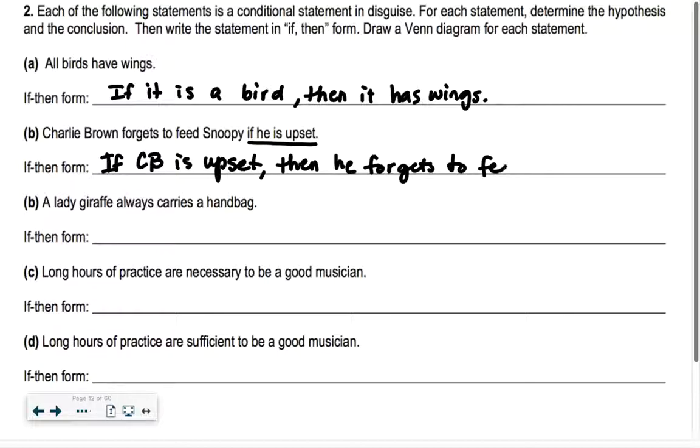That's sad. Or as my kids call him, Snoopy. They put an F in there. They have a little stuffed animal that they call Snoopy.